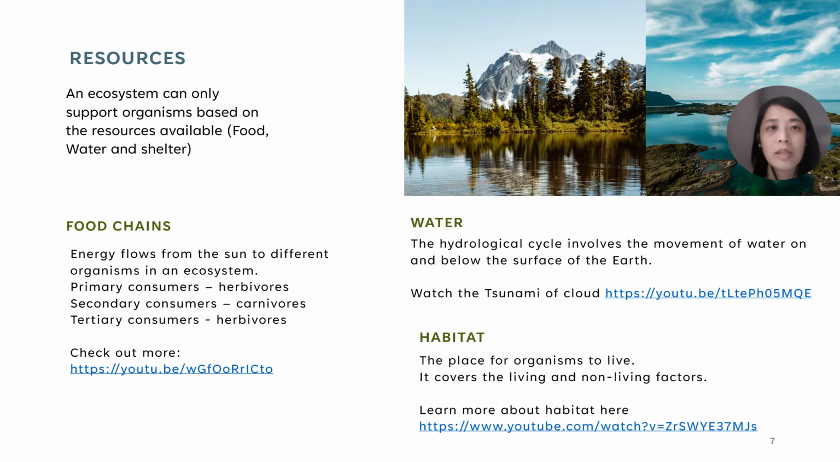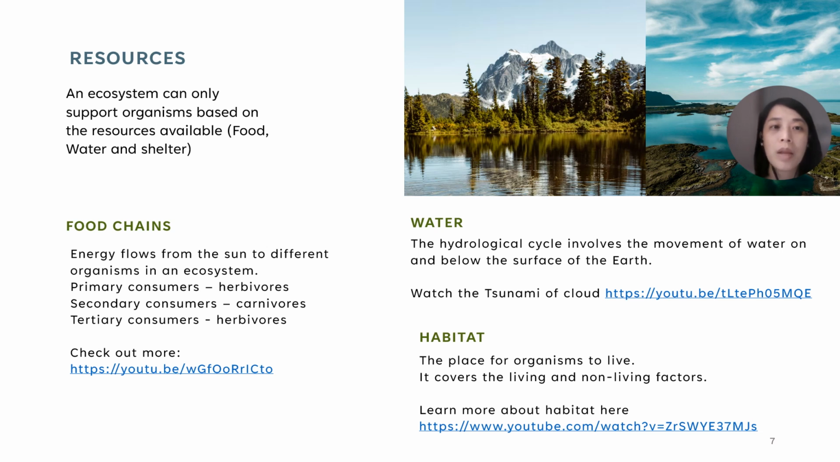Our main resources, such as food, water, and shelter, are provided by an ecosystem. In the food chains, energy flows from the sun to different organisms in an ecosystem. Primary consumers are herbivores, while secondary consumers are carnivores. Tertiary consumers are carnivores. In the hydrological cycles, we get clean water on and below the surface of the earth. We build shelter to protect ourselves.